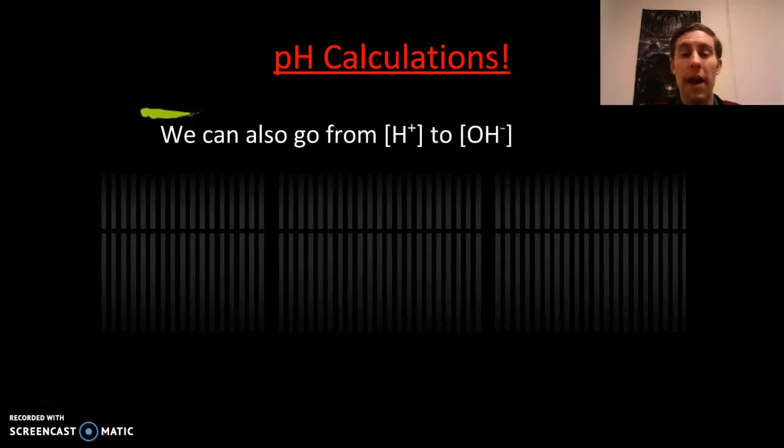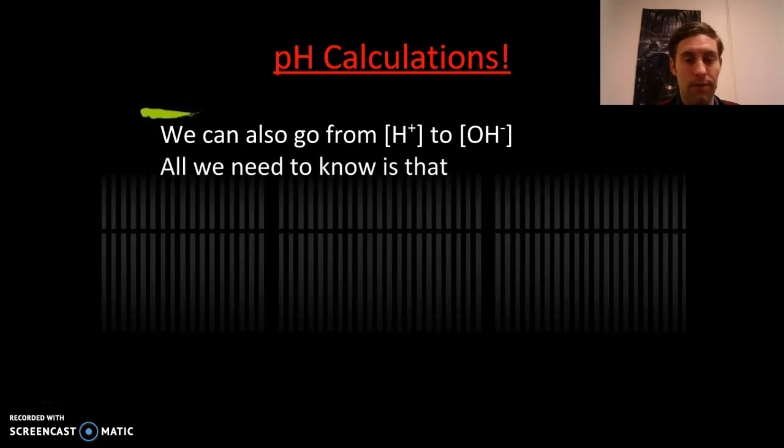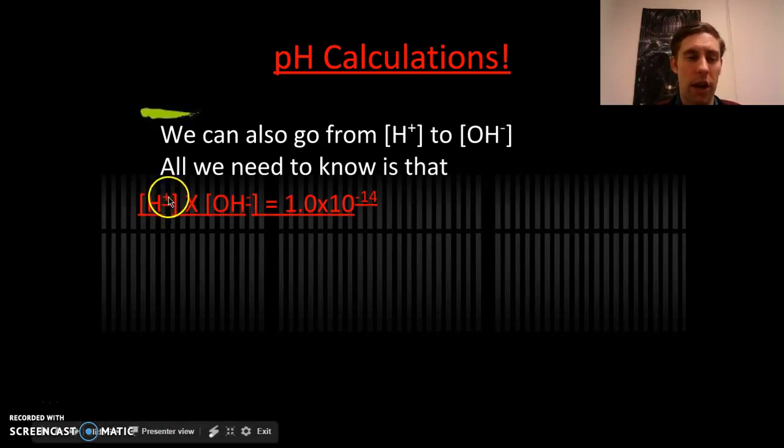You can also go directly from H plus to OH minus. I think this is the only formula here in my class that's not directly on the back of your periodic table. But you do need to know that the H plus concentration times the OH minus concentration equals 1.0 times 10 to the negative 14th.